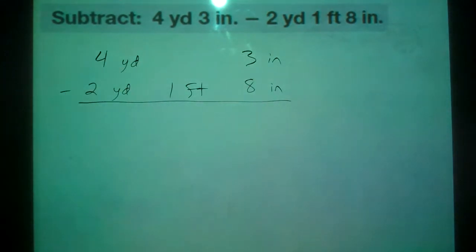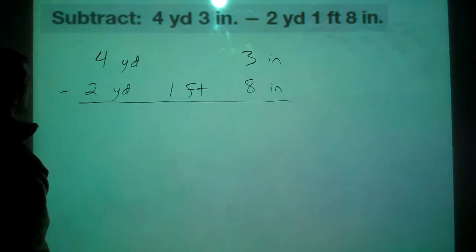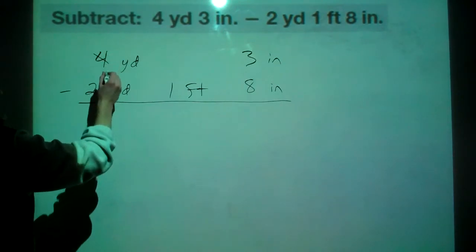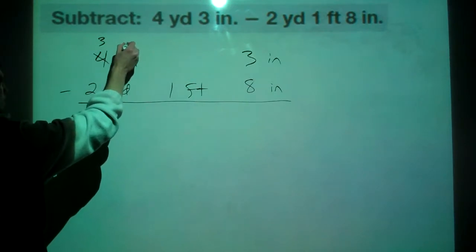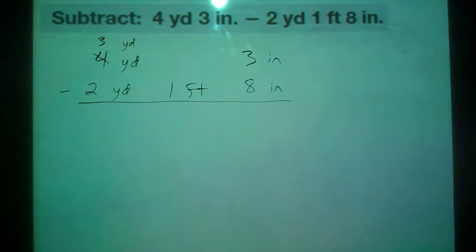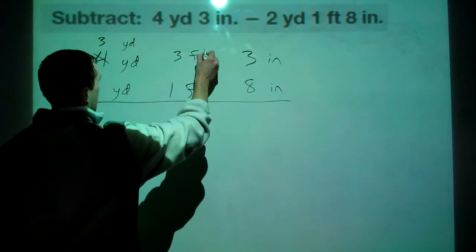Now the big issue here is obviously our first one. The thing we're taking away from doesn't have any yards, but that's an easy fix. Okay, we can't do 3 minus 8 here, so we're going to have to borrow. So we'll borrow from the 4. And we're going to take away 1 yard, so we're going to call this 3 yards. And 1 yard is 3 feet. So now we have 3 feet here.